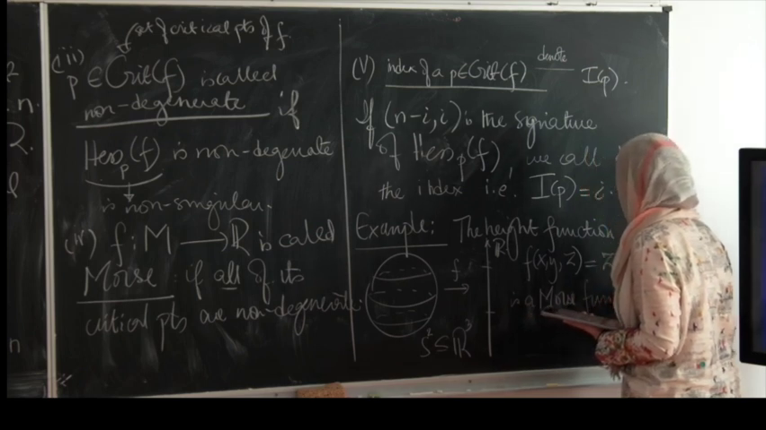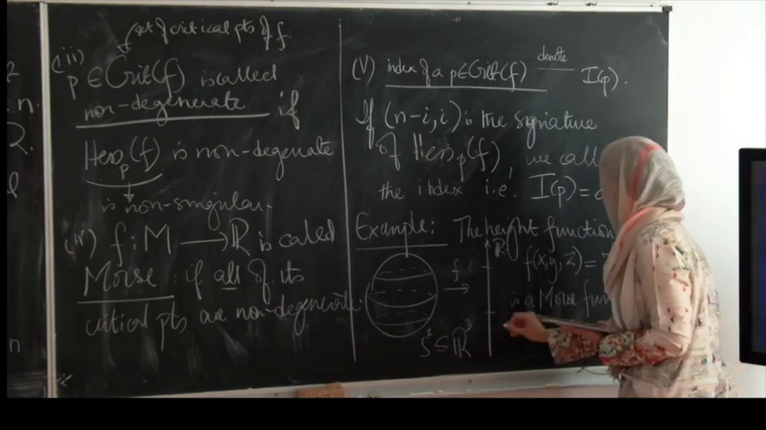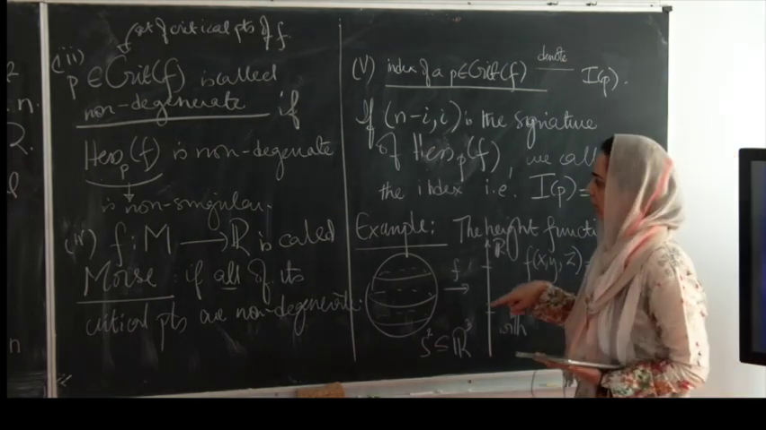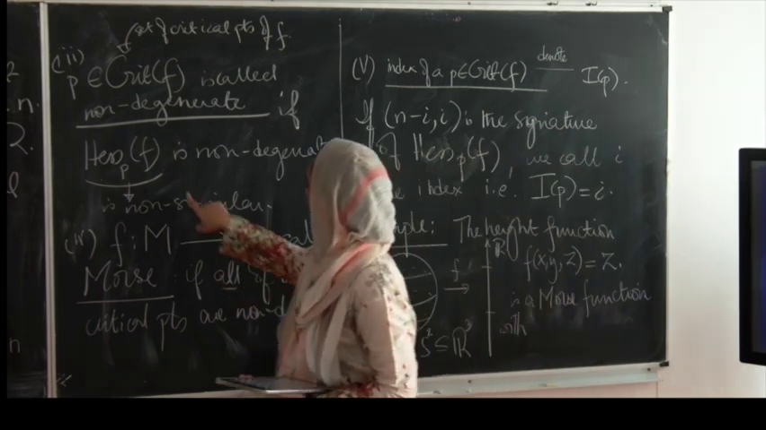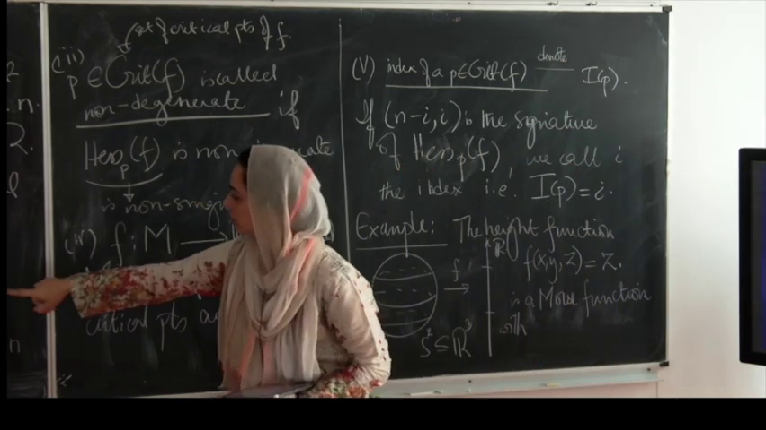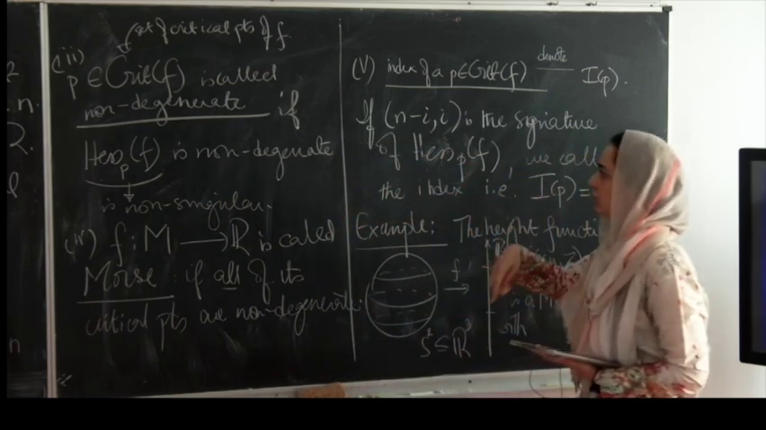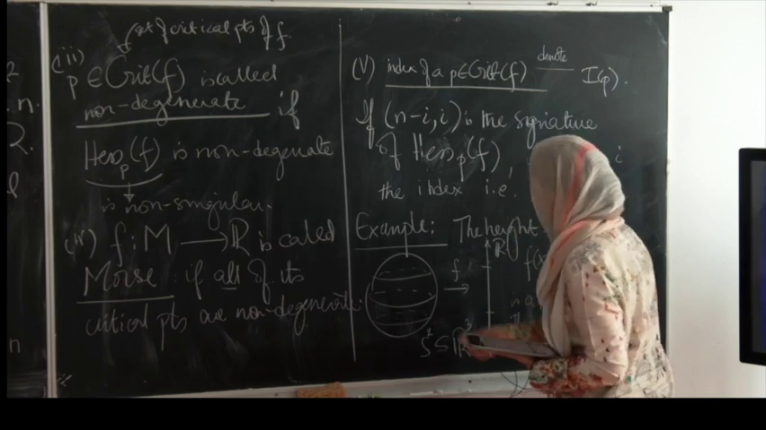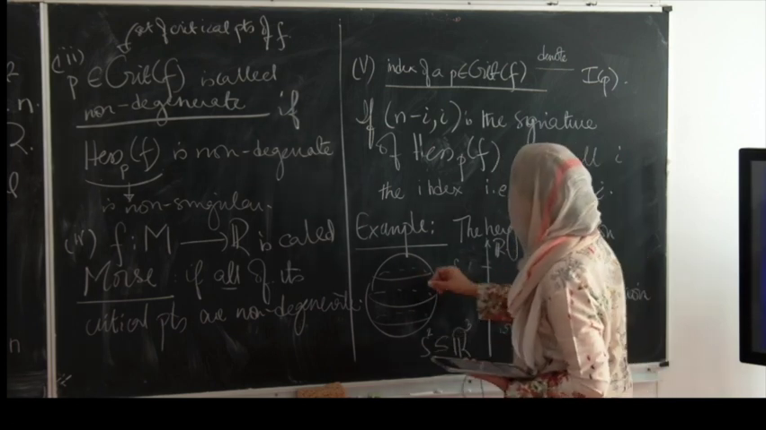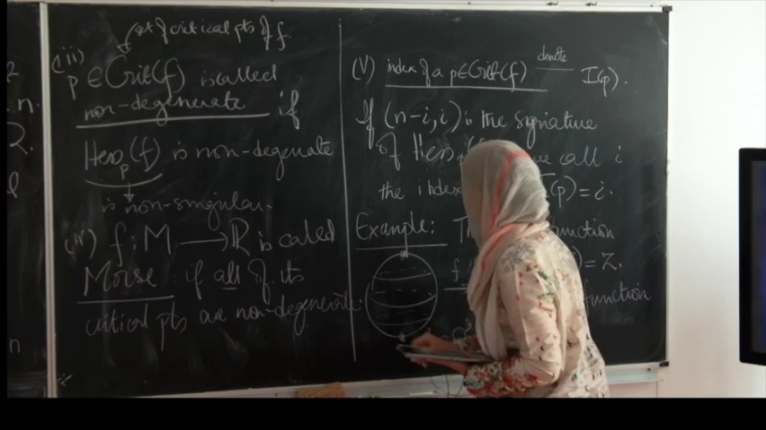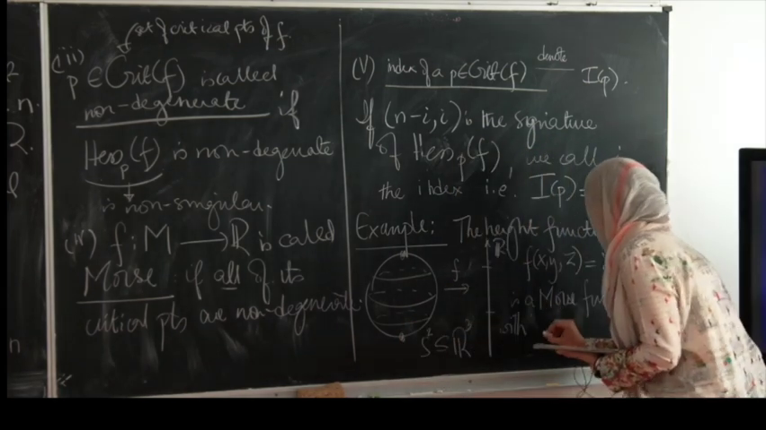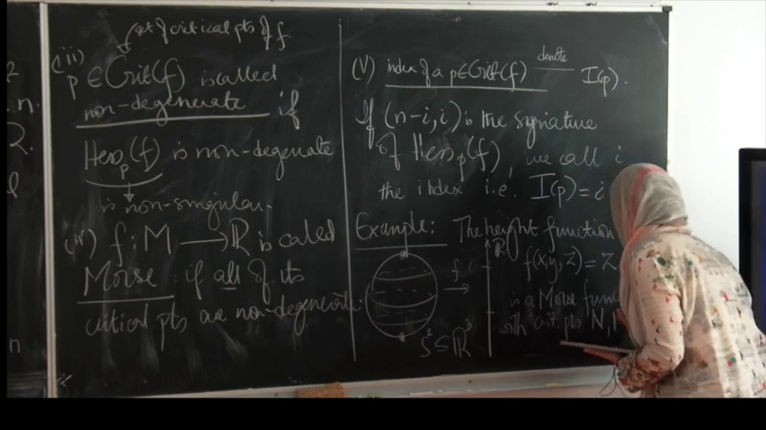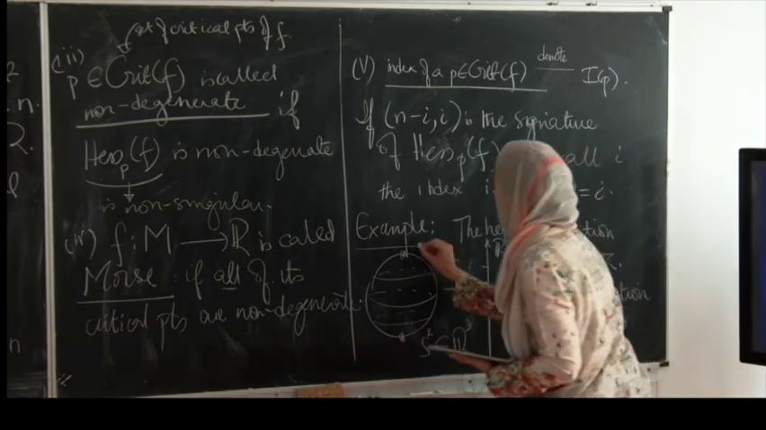Okay. So this is a Morse function, and you know exactly how to check it. You look at the Hessian, whether it's non-singular at each of the critical points. So the first thing you need to do is find the critical points. So what are the critical points? You look at this and instantly you see that it has two critical points, the north pole and the south pole.